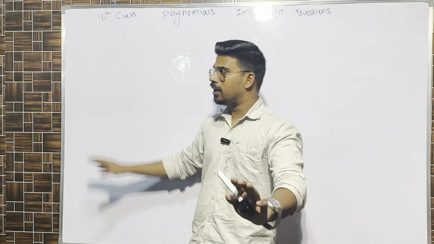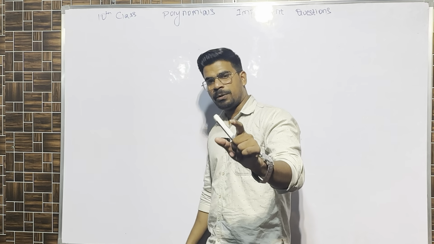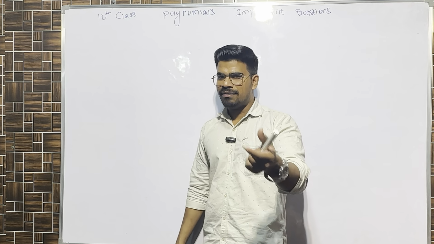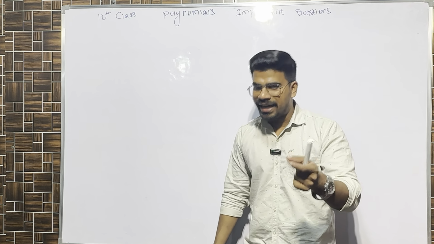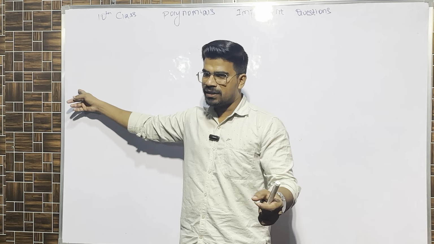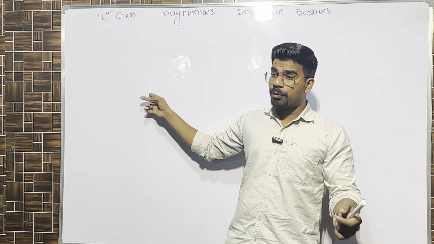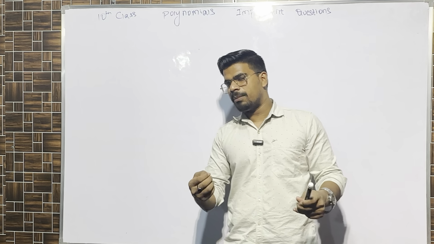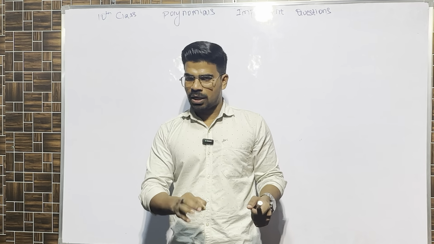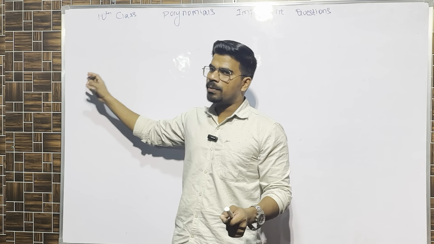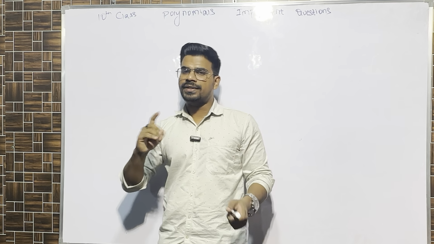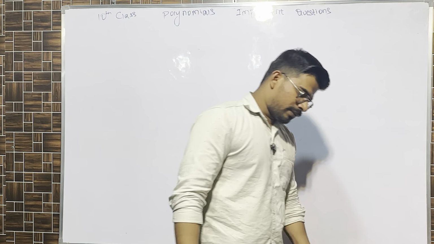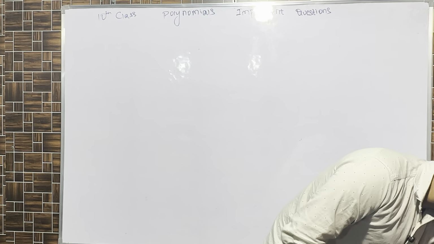I'll repeat once again. You have to do division. The first polynomial is g of x, the second polynomial is p of x. g of x is nothing but the divisor, p of x is nothing but the dividend. So you have to divide the second polynomial by the first polynomial and check whether you are getting a remainder of 0. If the remainder is 0, then you can say that the first polynomial is a factor of the second polynomial. If the remainder is not 0, then it is not a factor. That's how you are supposed to do it.